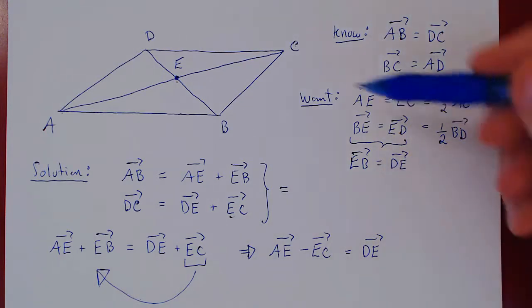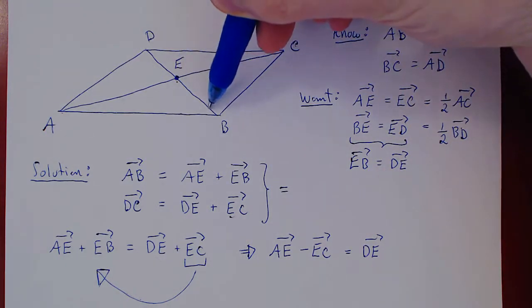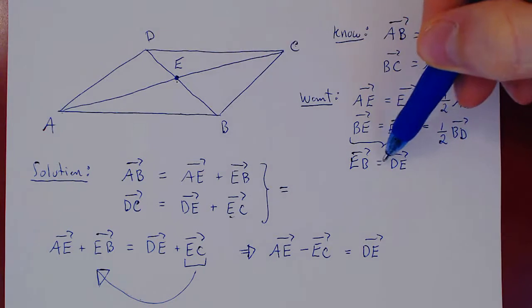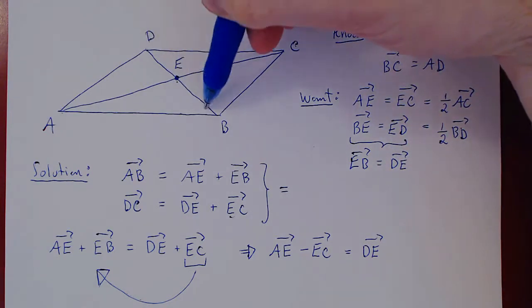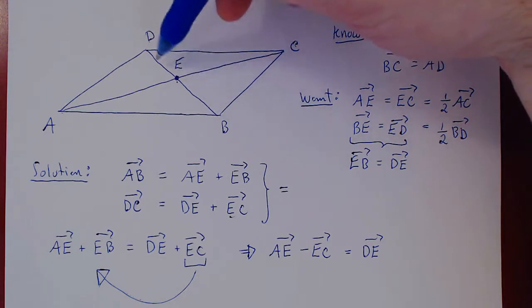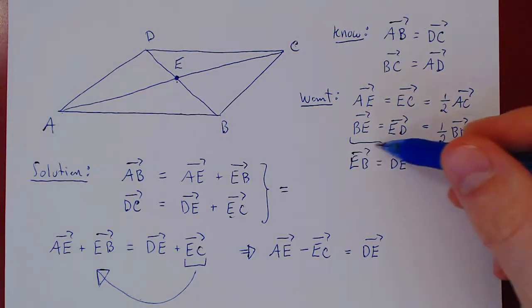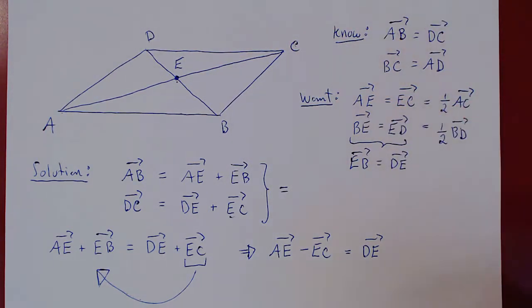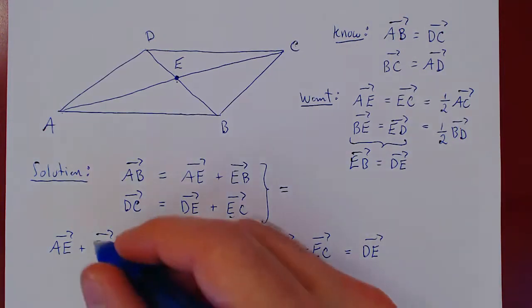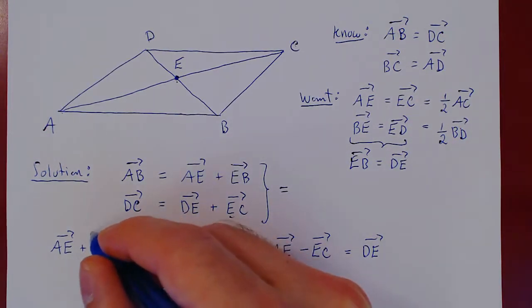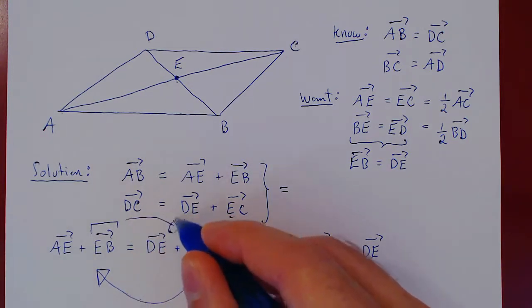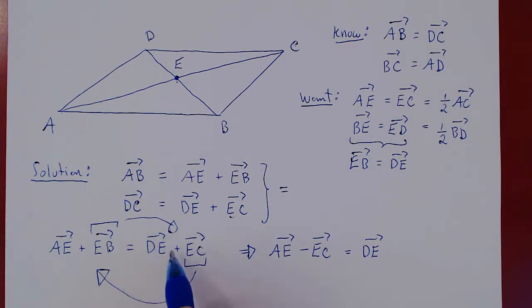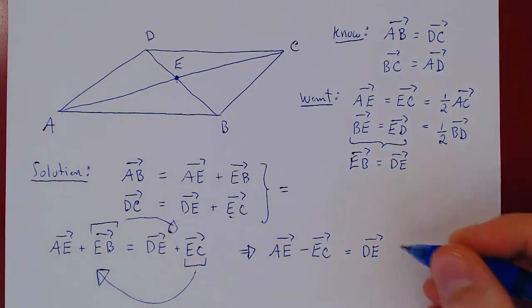If you go back to your picture, vector EB is the vector pointing this way. Vector DE points in the same direction. So if both of these are equal, of course, E will be the midpoint of segment BD. So we'll go with that instead of this equality. So now we will send EB onto the right-hand side. And of course, we'll have DE minus EB.